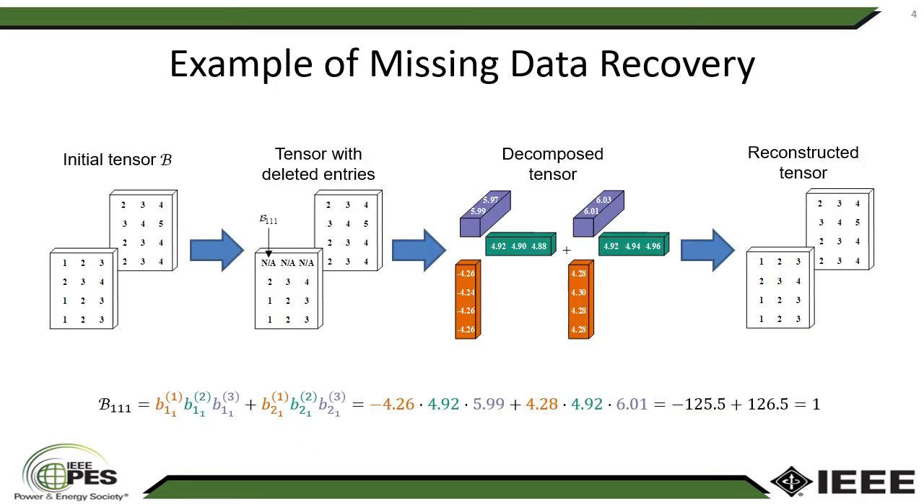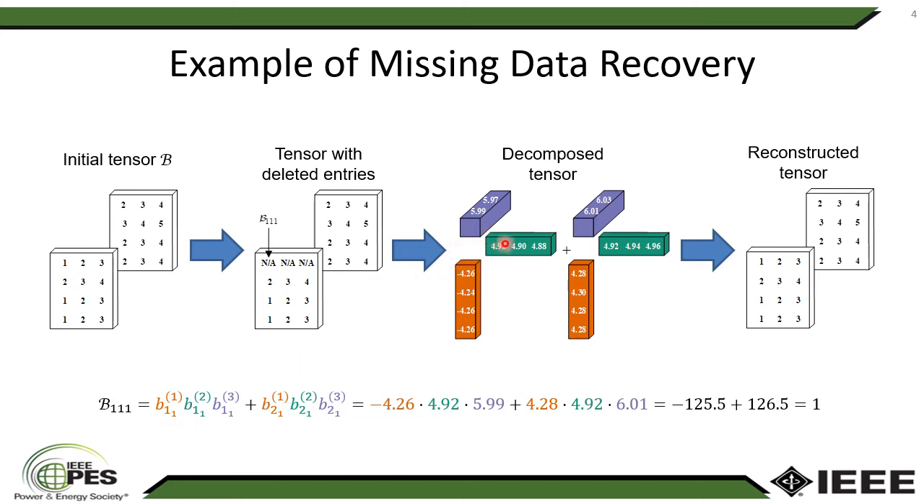Here we have an example of missing data recovery using a simple three-dimensional tensor B. We delete the first row of the first slice in this tensor and decompose it using polyadic tensor decomposition. Because the rank of the original tensor is 2, we have just 2 rank 1 tensors to represent it. And then when we reconstruct the tensor from the decomposed form, we have the first row of the first slice recovered. At the bottom, you can see an example of the calculation.